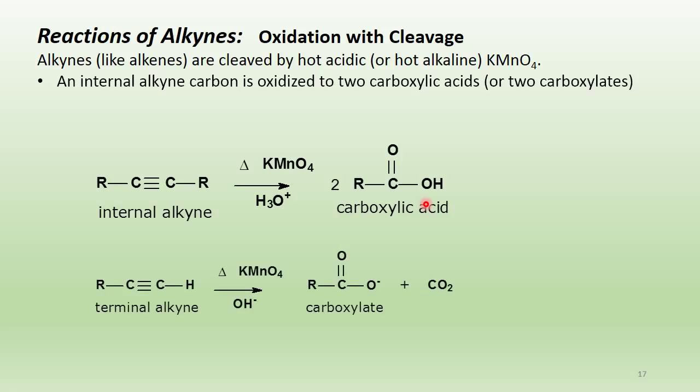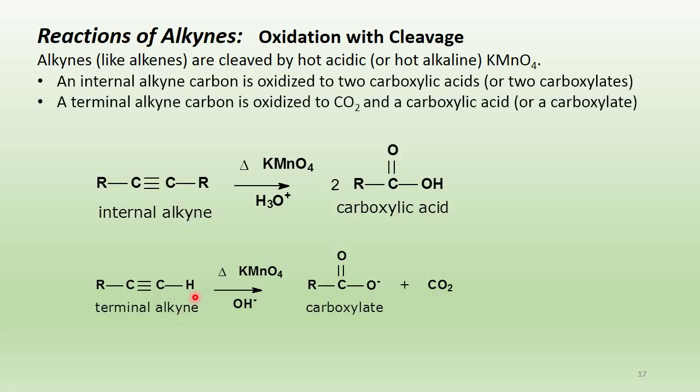The other possible case is a terminal alkyne carbon with a hydrogen on it. Just as with alkenes, when the pi bonded carbon is bonded only to hydrogen, hot permanganate oxidizes it completely to carbon dioxide. The alkyne carbon on the left, which is bonded to only one carbon, is of course oxidized to a carboxylic acid, but since this is done in basic solution, the acid is deprotonated to the carboxylate.